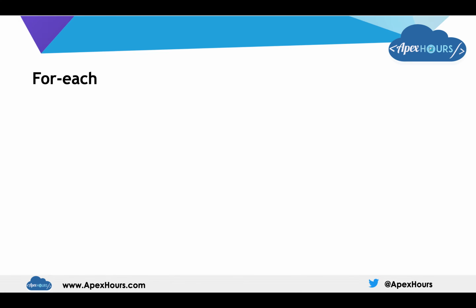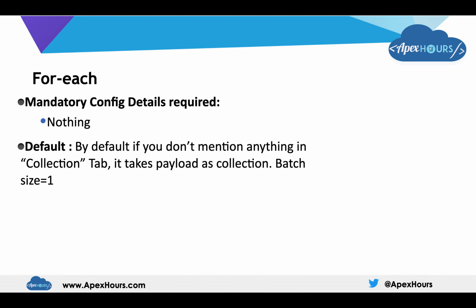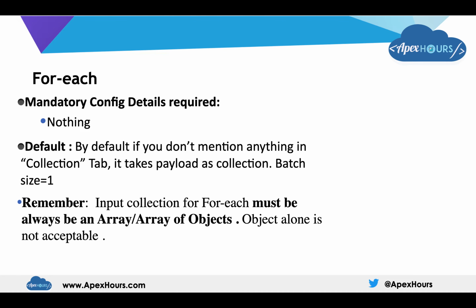Now, coming back to our new component for each. So what is this for each component? Before going to what is for each, we will see what are the mandatory configuration details. Nothing is mandatory there. So by default, if you don't mention anything in the collections tab, there is a configuration tab for collection. It takes the payload as the collection by default, and the batch size equal to 1.